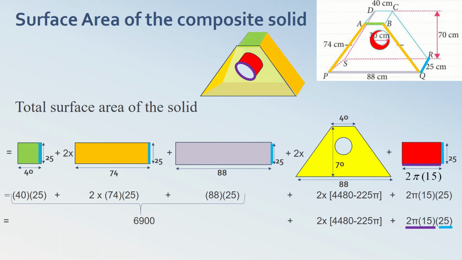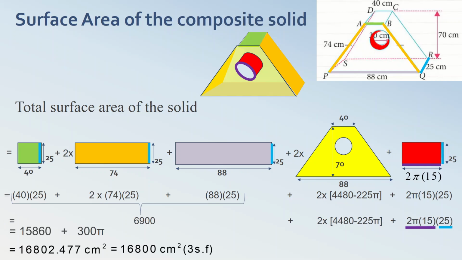Lastly, as usual, the length of the red rectangle is calculated from the circumference of the circle as shown, which is expressed as 2 times pi times 15. Evaluating the numbers, the total surface area of the solid is 16,800 cm squared, rounded to 3 significant figures.